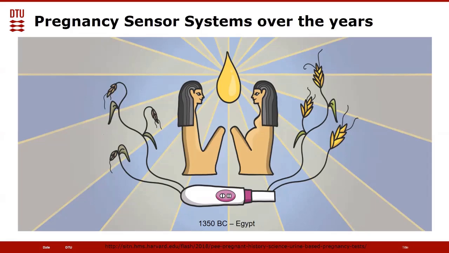And if it grew very rapidly, then it indicated that the woman was pregnant. And this was due to the hormones in the woman's urine that was fertilizing the barley. And in that way, it gives you an indication of the pregnancy of the woman. So, very early and very primitive biosensors. But it's actually the same principle that our modern-day biosensors are based on.